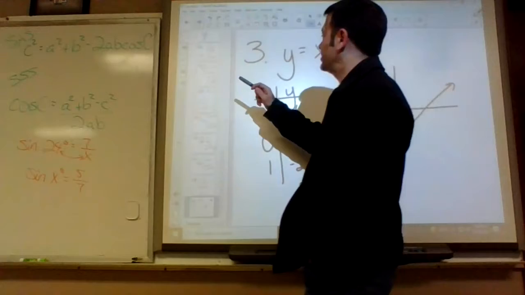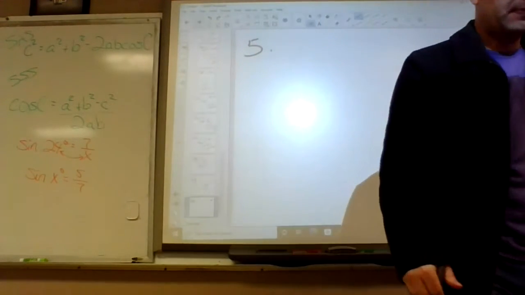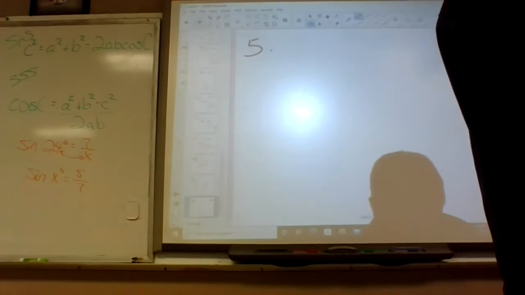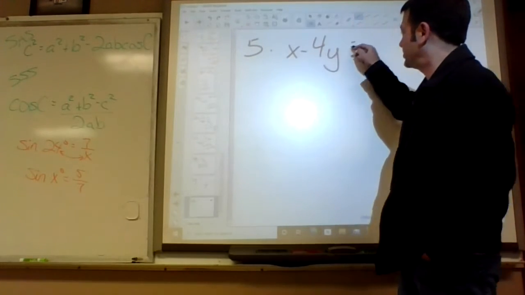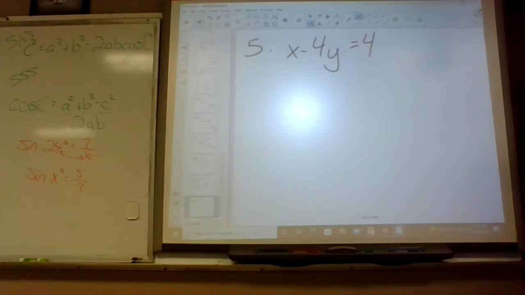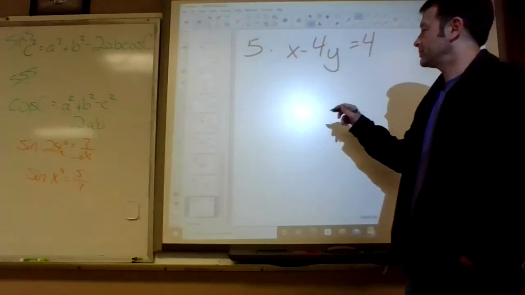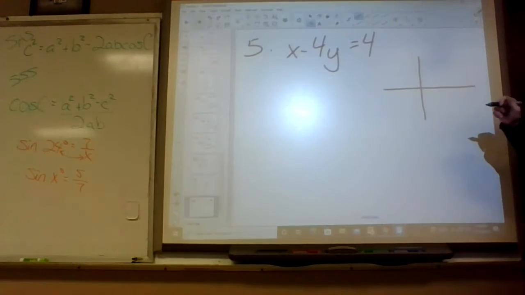Okay, anyways, number 5. Are we ready? It says find the x and y intercepts. I bet we forgot how to do this because this was the first lesson in the chapter, and we've only talked about it maybe once since then. How do we find the x-intercept?